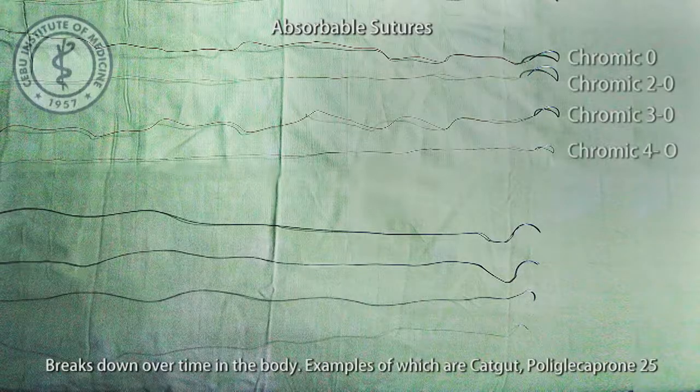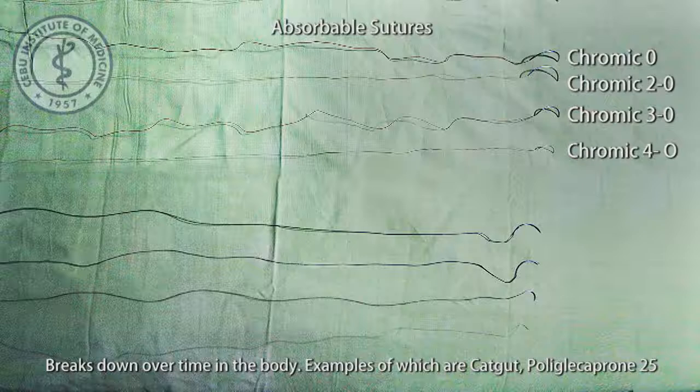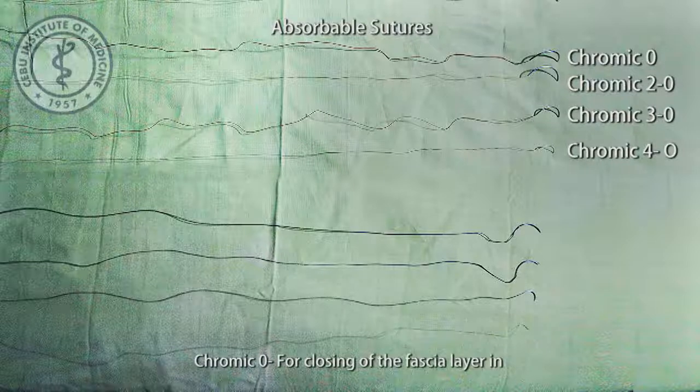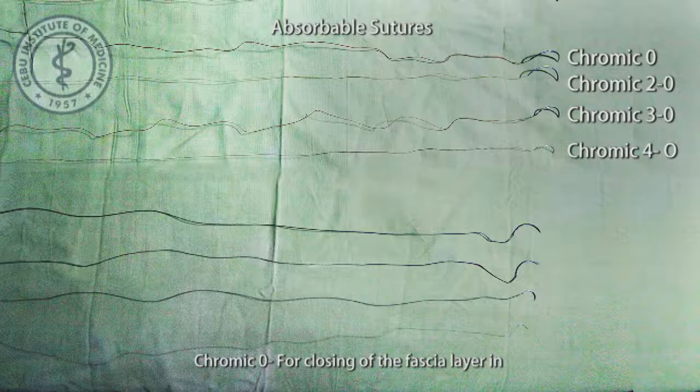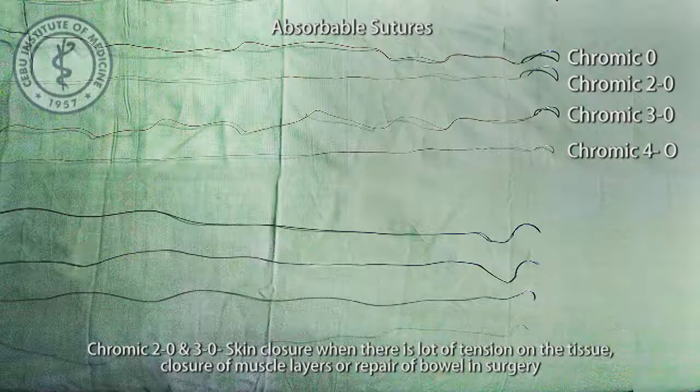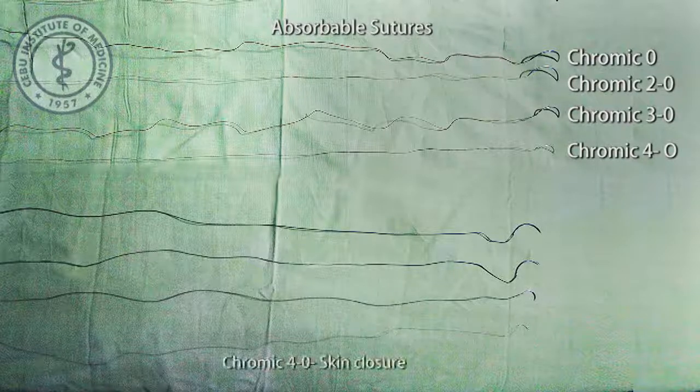Suture. Absorbable sutures break down over time in the body, examples of which are catgut, polyglecaprone 25, chromic 0, for closing of the fascia layer in abdominal surgery; chromic 2-0 and 3-0, for skin closure when there is a lot of tension on the tissue, closure of muscle layers, or repair of bowel in surgery; chromic 4-0, skin closure.